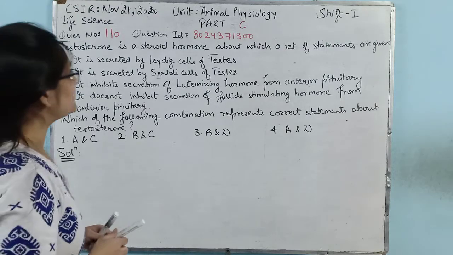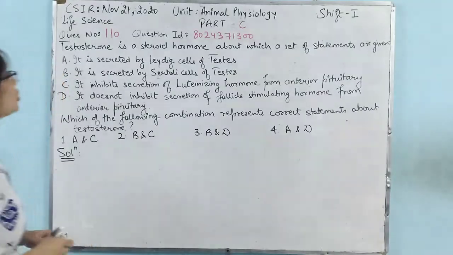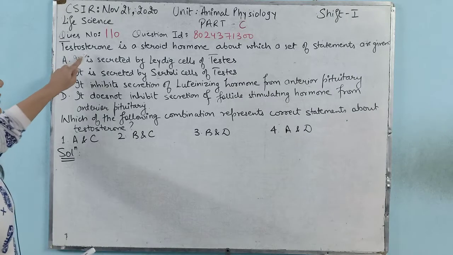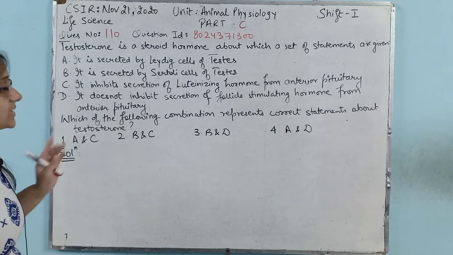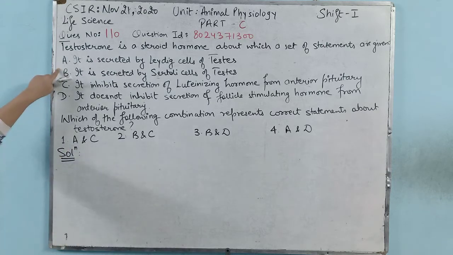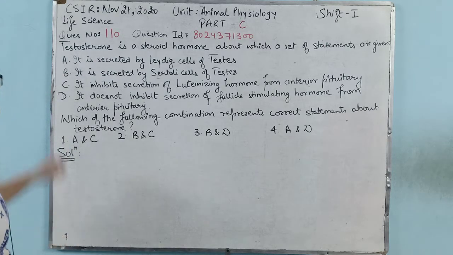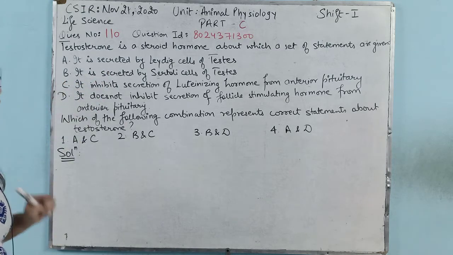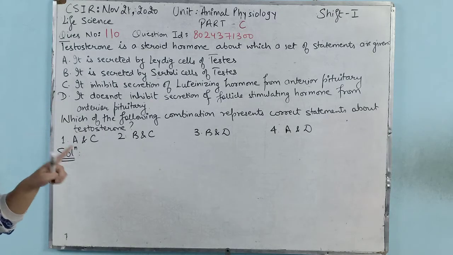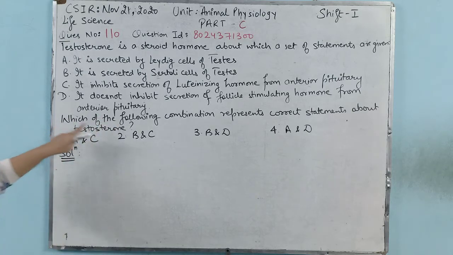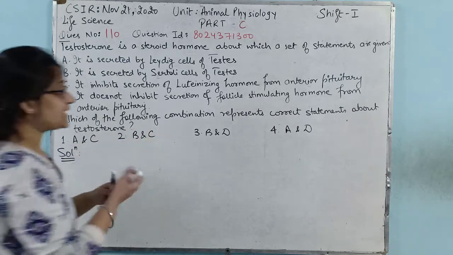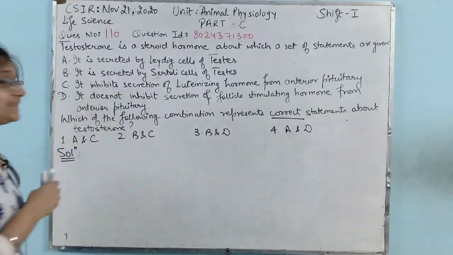So next question in animal physiology is from part C, question number 110, which is related to testosterone. Testosterone is a steroid hormone about which a set of statements are given below. A, it is secreted by Leydig cell of testis. B, it is secreted by Sertoli cell of testis. C, it inhibits secretion of luteinizing hormone from anterior pituitary. D, it does not inhibit secretion of follicle stimulating hormone from anterior pituitary. Which of the following combination represents correct statement about the testosterone?